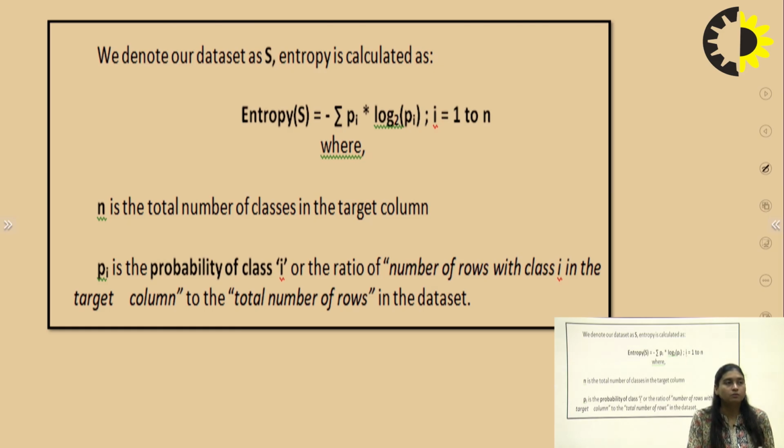So we have a formula to calculate the entropy. We denote our data set as S, and the entropy of S is calculated as minus summation of pi into log base 2 of pi, where i is from 1 to n. It means we need to calculate this thing for all the classes. So n is the total number of classes. If you have 2 classes, then we have to repeat the same formula twice in the target column. Now pi is the probability of the class i, or you can say the ratio of the number of rows with the class i in the target column.